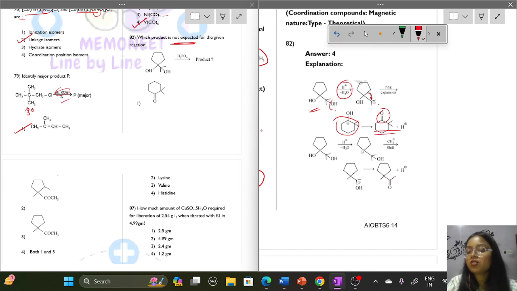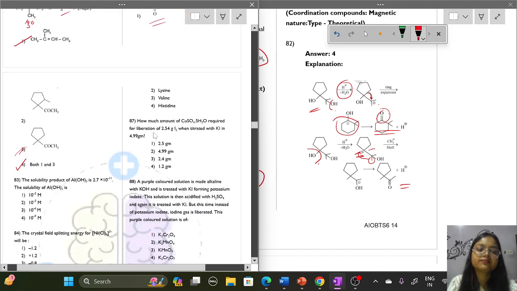The second case is also possible, when this OH is removed from here and a positive charge is generated, and the CH3 group is shifted towards this side, and this is the compound we will form. It is asked in the question which of the following is not expected. This is not expected, option number 3. Both 1 and 3 are not expected, so option number 4 will be the correct option.